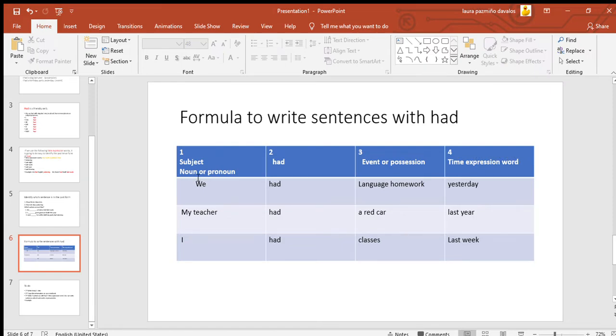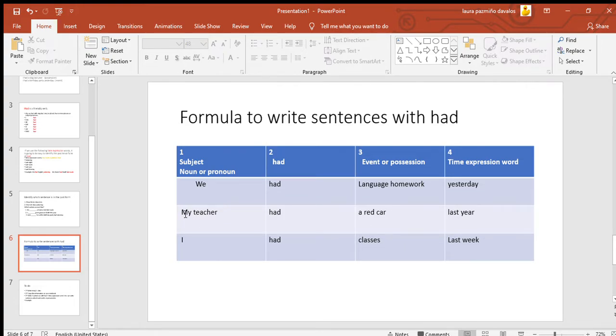Sentence number 1, let's check. We have a pronoun as a subject. Pronoun we. Had, we're using had to express an event in the past. Language homework is the event, and yesterday is the time expression word. When did it happen? It was yesterday.